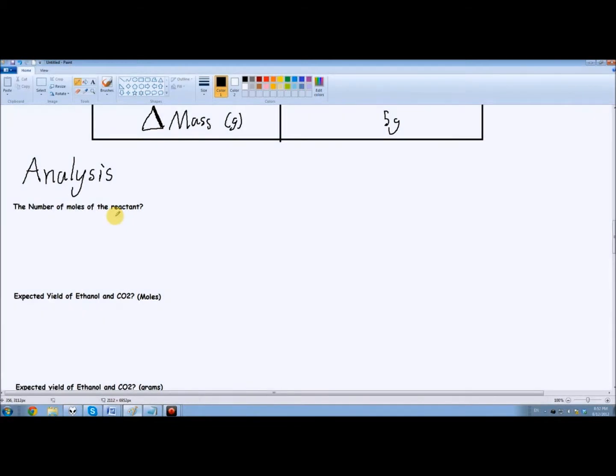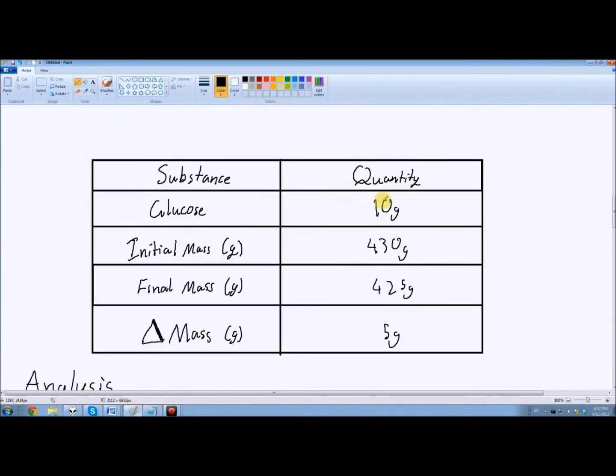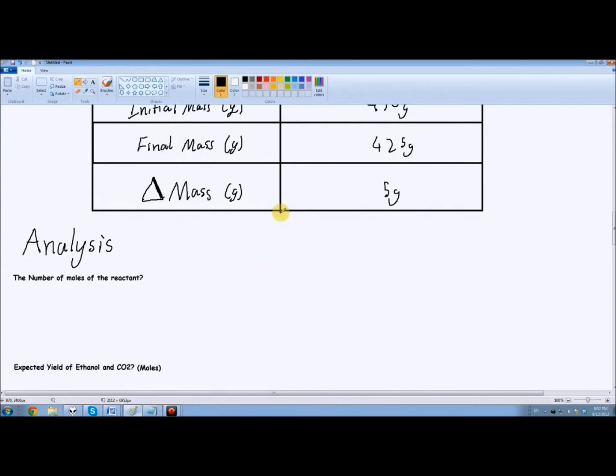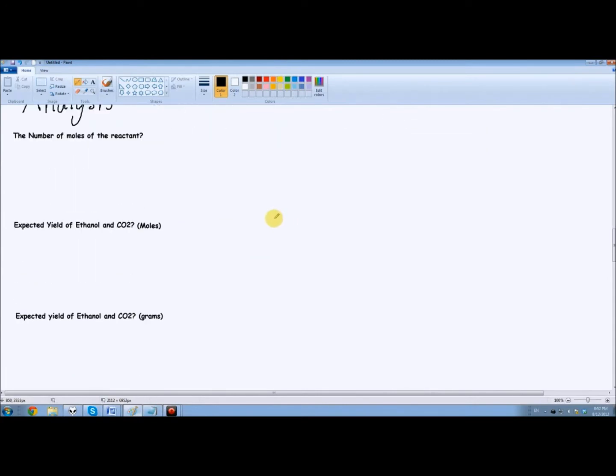The reactant used. Now the reactant is what we react, so in this case it is the glucose, and the products are what we produce. So in this case it's the ethanol and the carbon dioxide. So it wants us to find out the moles of the reactant, right? So what do we have in terms of the reactant? In terms of glucose, we have 10 grams, right? We use 10 grams. And we also know the chemical formula for glucose, don't we? So we can write down that information, right?